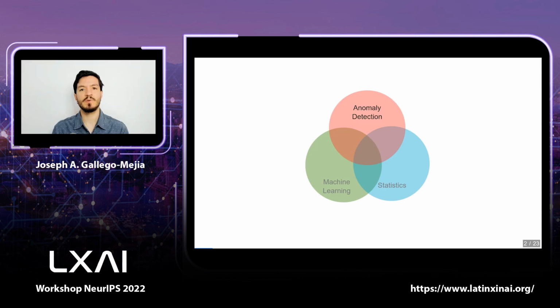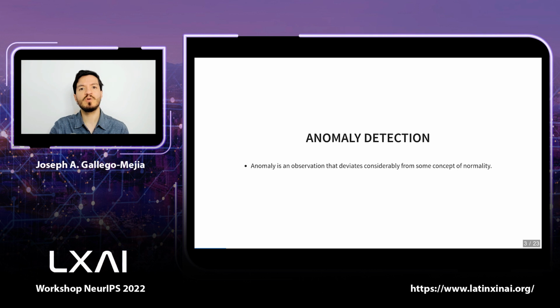Let me first introduce the background of our research method. Our method is framed in the union of statistics, machine learning, and anomaly detection. We use the method kernel density estimation and novel neural density estimation to prove our novel method.